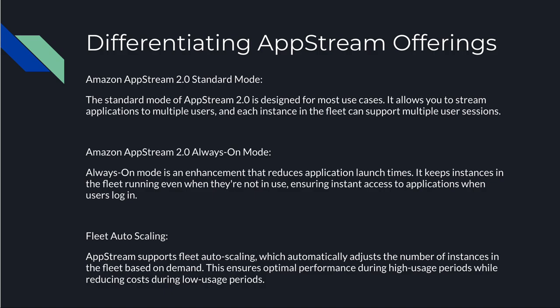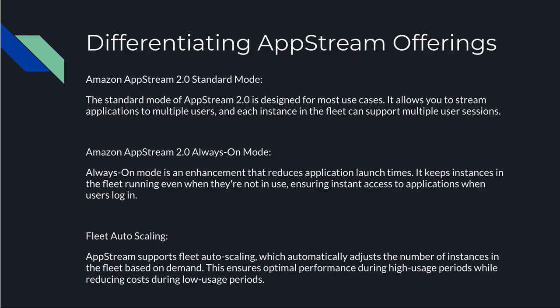Most of the time, you will see that the AppStream 2.0 use case should fall under it, and this will allow you to stream the application to multiple users, and each instance in the fleet can support multiple user sessions, right? So for most users, Amazon AppStream 2.0 standard mode should be fine enough to meet their requirements. Next is Amazon AppStream 2.0 always on mode.